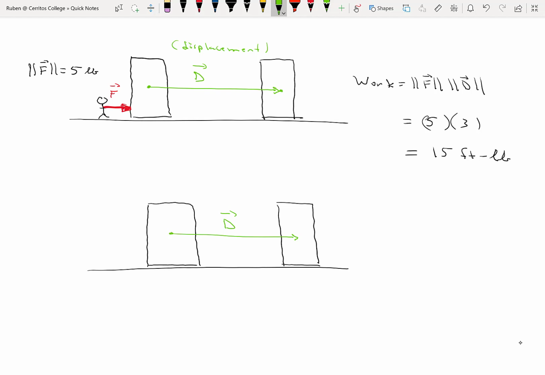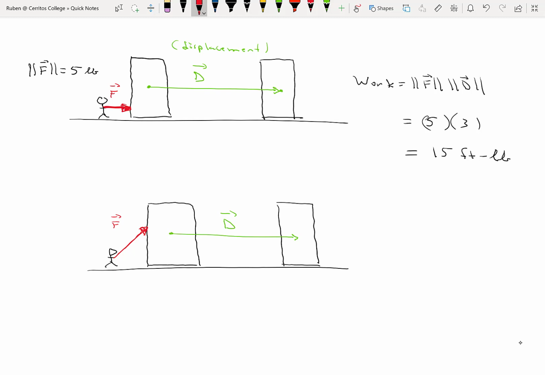However, this little guy is no longer going to push the refrigerator horizontally. He is now going to push the refrigerator in this direction. Why would he do that? That's not really a wise decision. It's going to take more effort on his part. More what? More work on his part.